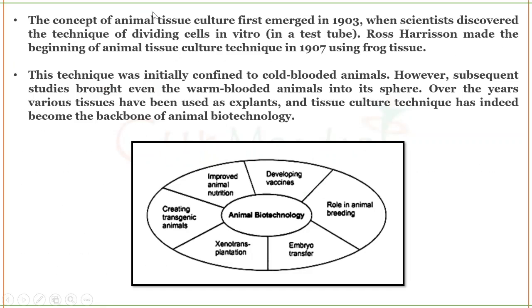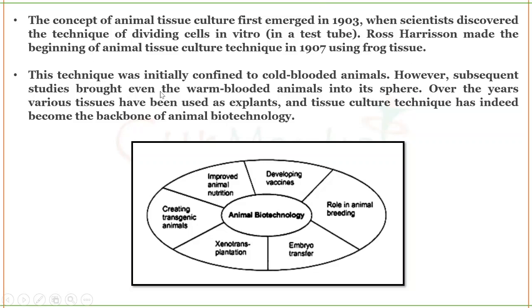So the concept of animal tissue culture first emerged in 1903 when scientists discovered the technique of dividing cells in vitro, which means the scientists started making the cells divide in vitro. In vitro means outside your body, in a test tube. Ross Harrison made the beginning of animal tissue culture technique in 1907 using frog tissues. So he started using animal tissue culture technique and he used frog tissues.